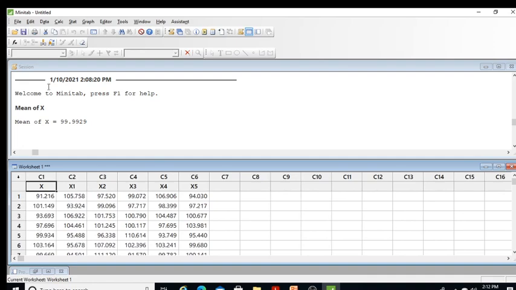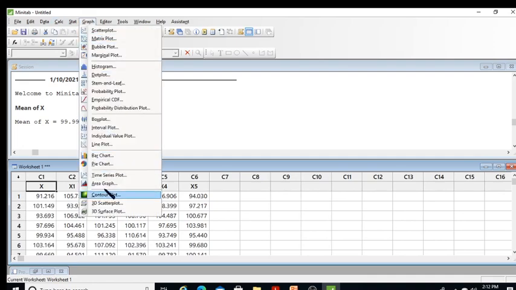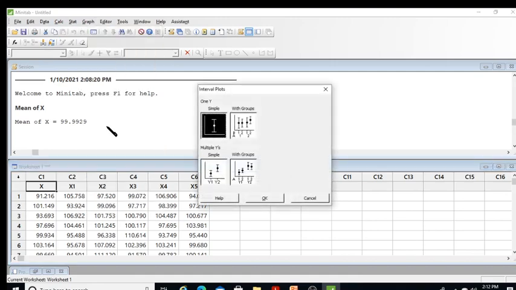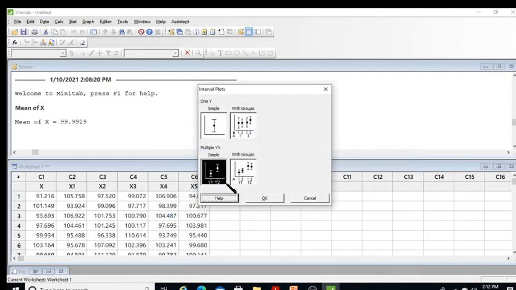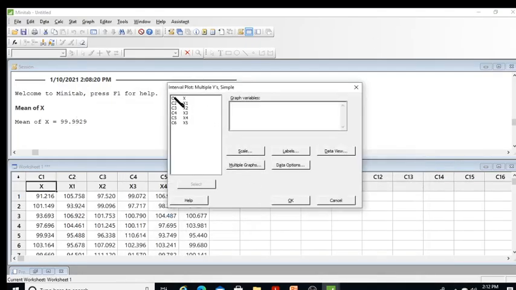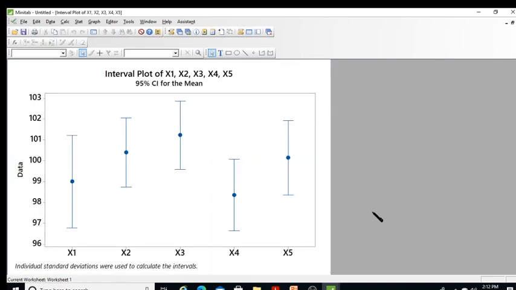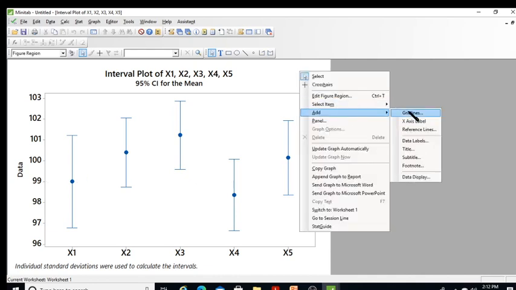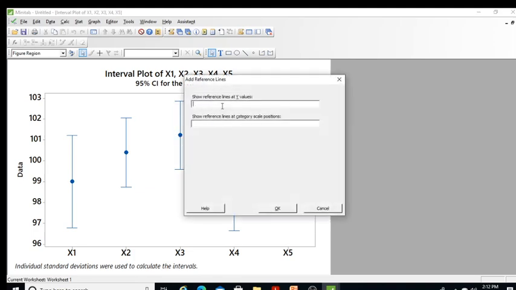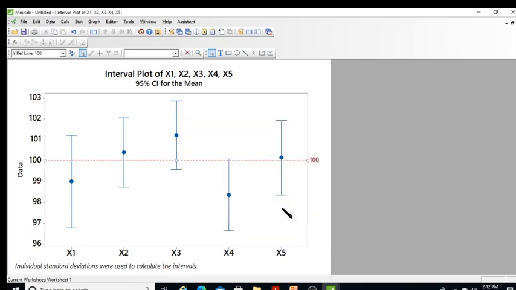What I'm going to do now is to graph an interval plot. So here it is, an interval plot, and this time I want multiple samples, from X1 to X5, and here I just click OK. So I can see that there are several samples. X1 is my first sample, its mean value is close to 99, and what I can see now is to add another line. I call it a reference line at my mean value of 100. Actually 100 is my mean value.